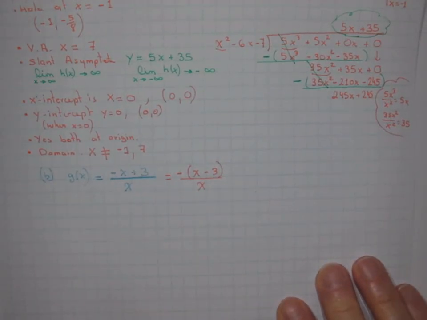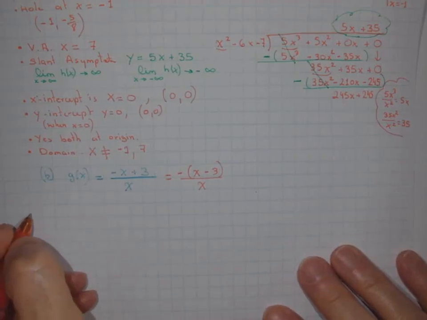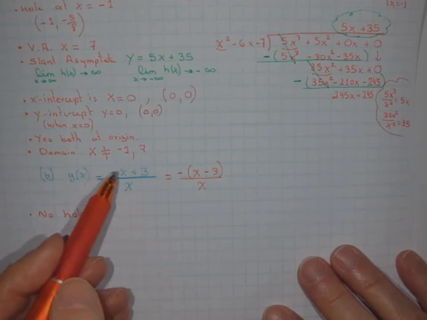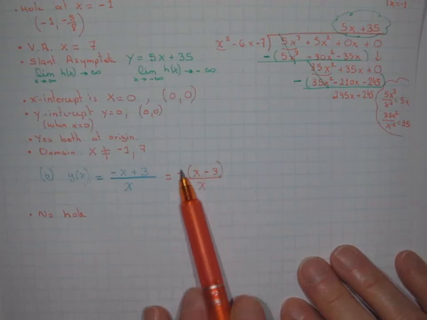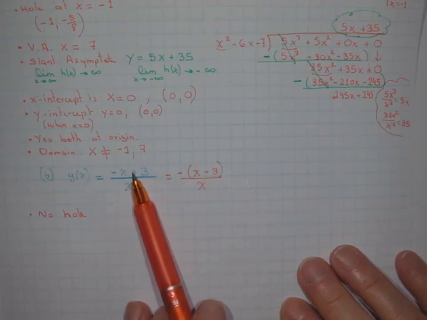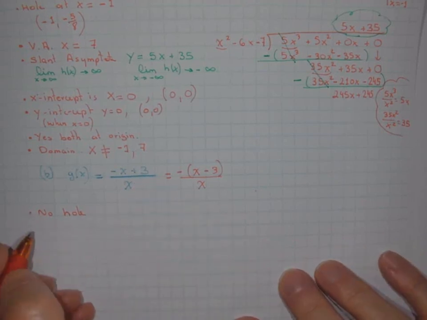There is nothing more we can do here, so we are ready to go. First, is there a hole? So we're going to say no hole, right? Because nothing cancels. And don't you go about and cancel those two x's, right? We cannot cancel when we are not in factored form. This is not factored form, right? This x is tied by a plus or a minus to something else, right? So can't cancel that. So there is no hole.